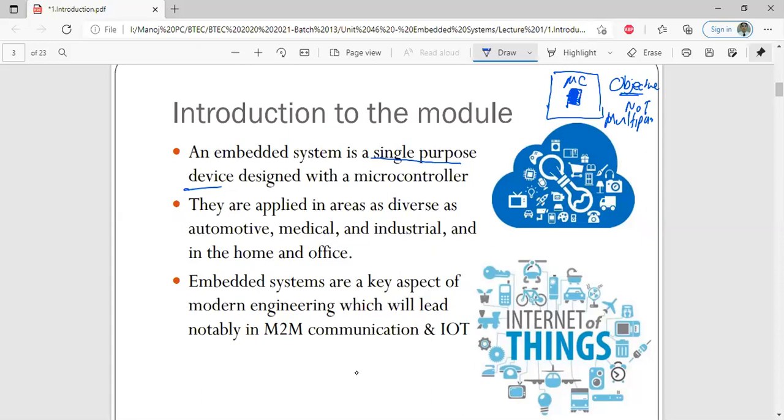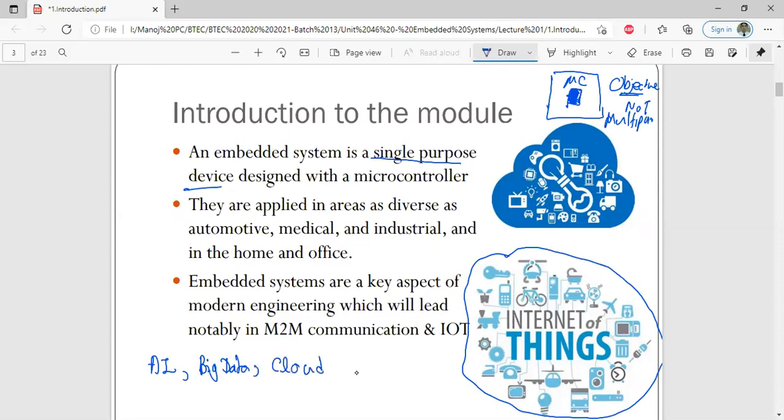Why we are focusing on embedded systems is because in the next era, what we have is actually only three things. One is artificial intelligence, the other one is big data, and the other one is cloud. And the thing that we are adding to this is called IoT, the Internet of Things. And in there we have M2M. M2M means machine to machine communication.